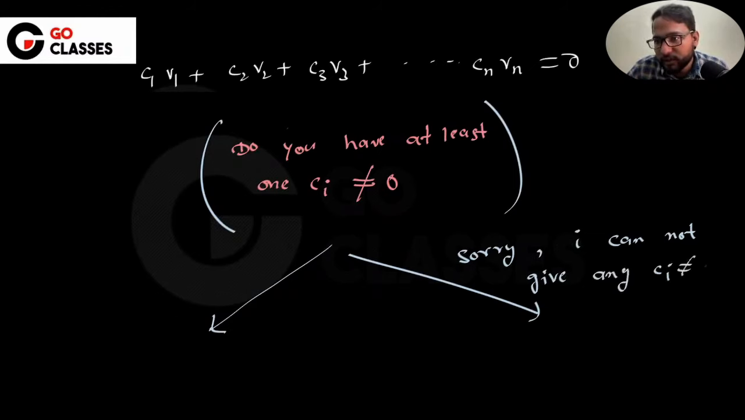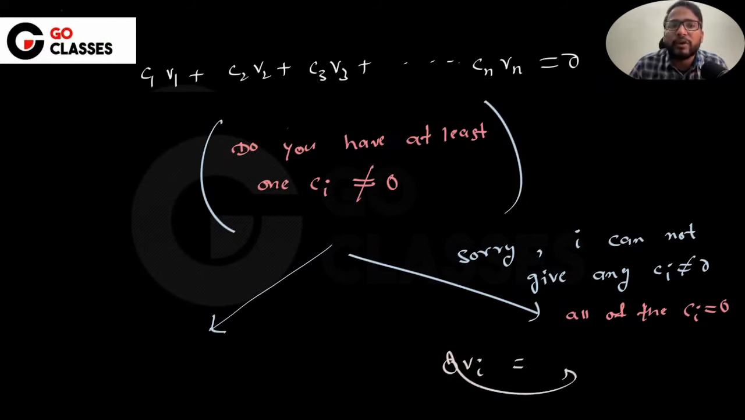I cannot give any CI which is not equal to 0, which means all of the CIs are actually 0. So let's suppose the person is saying that all of the CIs are equal to 0. I cannot help you with any CI which is not 0. It means you cannot represent any vector. You cannot represent VI. Can you represent VI? No, because this coefficient is also 0. So that's why you cannot divide by 0, right? So it means you cannot represent any vector as a linear combination of other vectors.